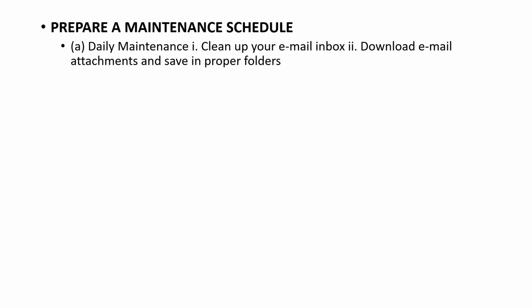Now, till here we have seen cleaning of our computer. Next, let's see maintenance of our computer. You need to prepare a maintenance schedule. So let's see, the very first, daily maintenance. Clean up your email inbox, download email attachments and save them in a proper folder. Whatever you download from the internet, or important files, you have to copy from your downloads folder or some other folders to a particular folder.